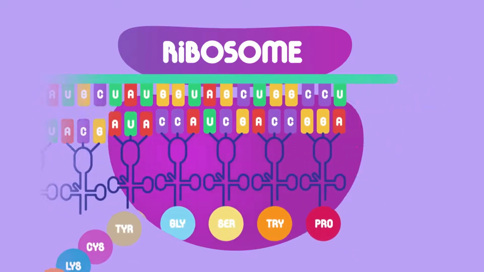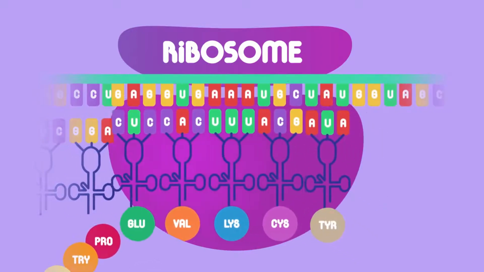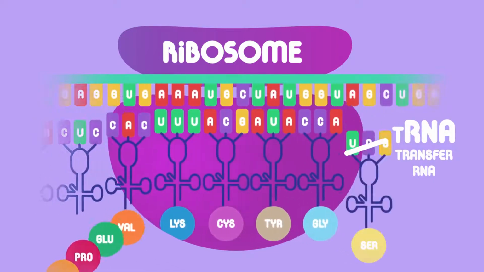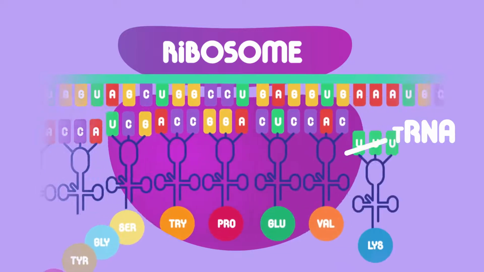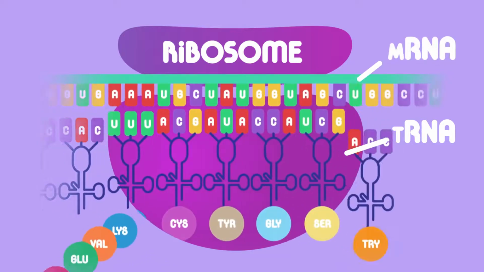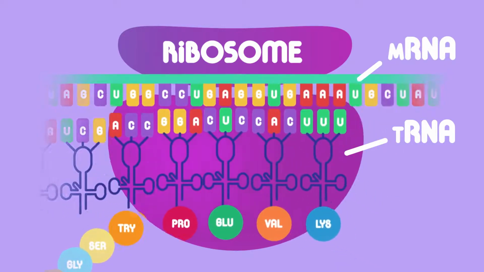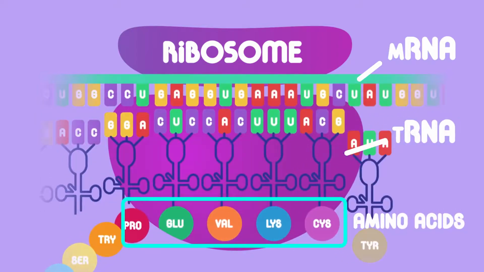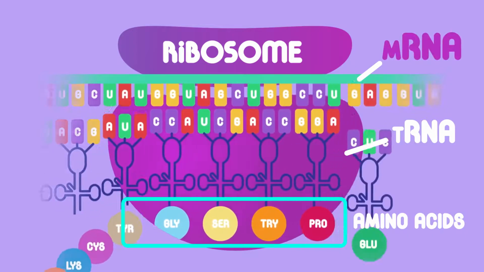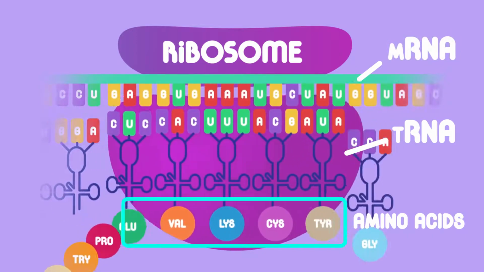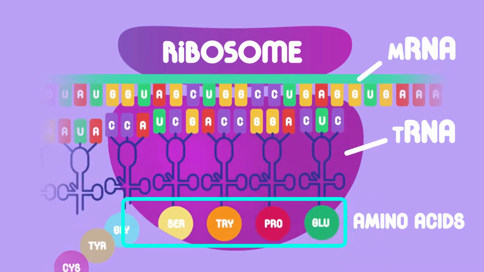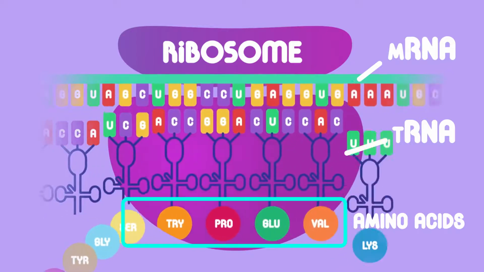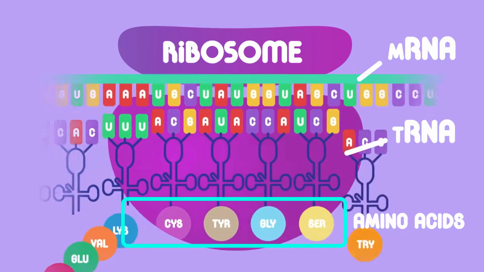So let's look at translation in a little more detail. What is actually happening inside the ribosome? Transfer RNA, or tRNA molecules, carrying specific amino acids base pair with the mRNA inside the ribosome. So the tRNA brings in the amino acids, and the mRNA provides the information of the exact order that the amino acids need to be bonded together to ensure that the correct protein is made.